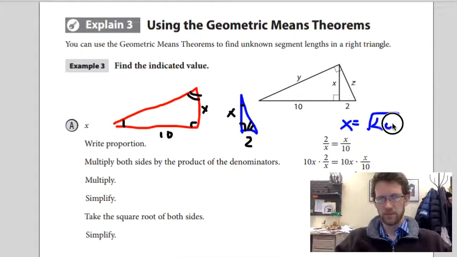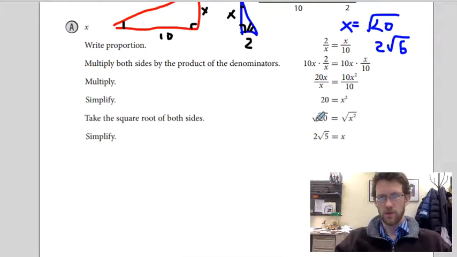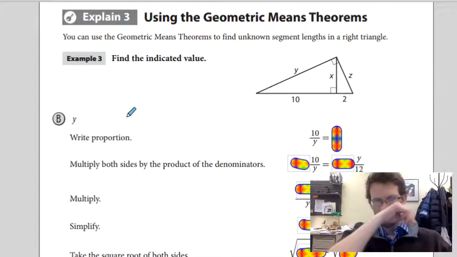And so we can just jump straight to that and just say x equals the square root of 20, which is 2 square root 5. So we can just jump straight down to that. We don't have to go through all the rigmarole. Okay.